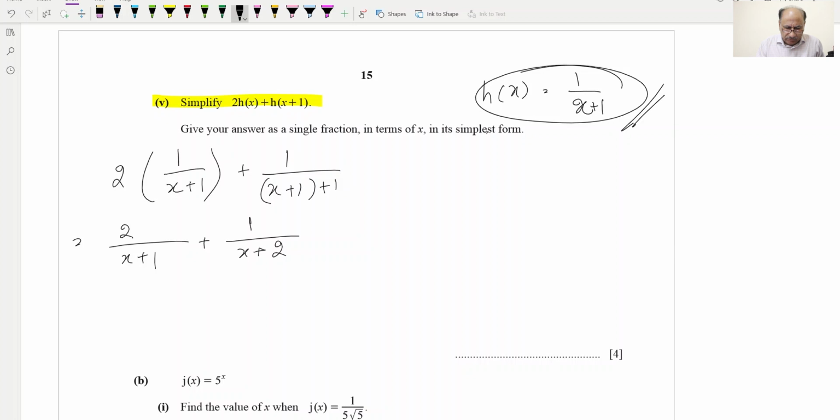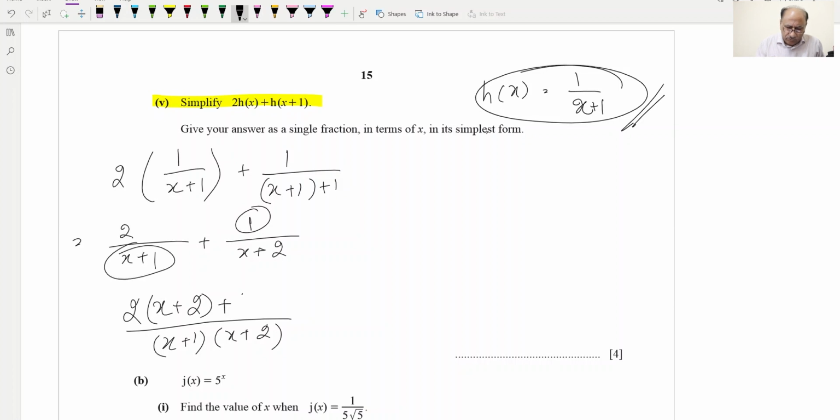We can take the LCM, which will be x plus 1 into x plus 2. This 2 multiplied by this one we will write here, so it will be 2 into x plus 2, and then the middle sign will be copying, and 1 multiplied by this one, so 1 into x plus 1.